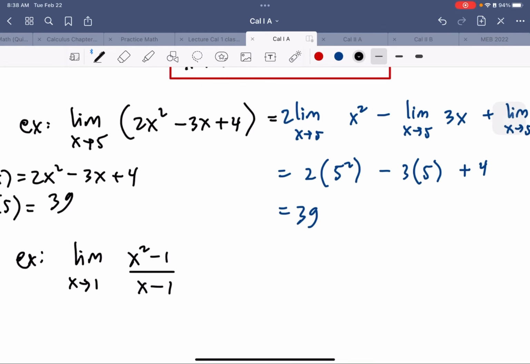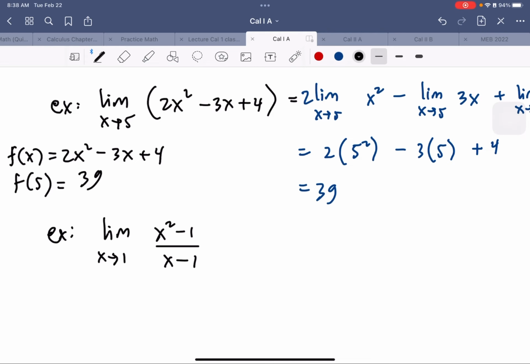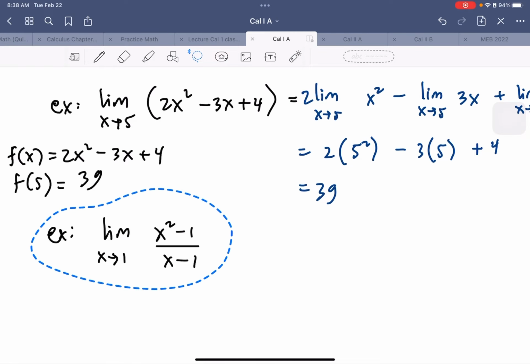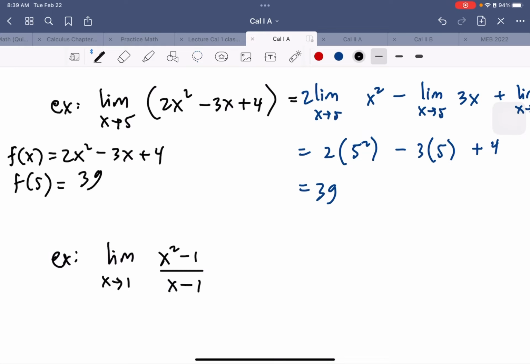However, in the case of the second limit here, the fraction, when we try to plug in 1, this will result in 0 over 0.